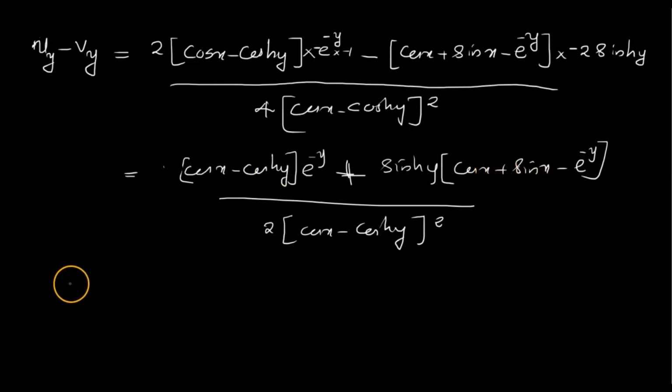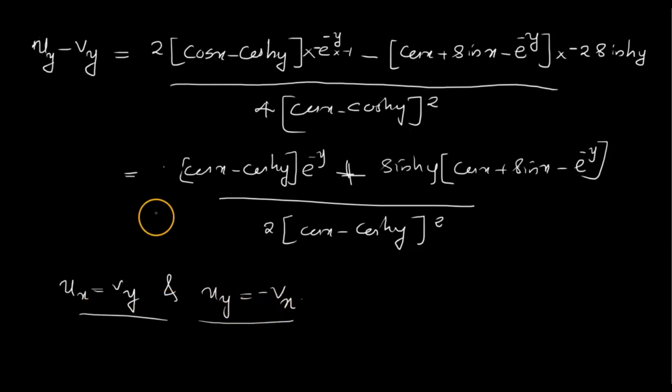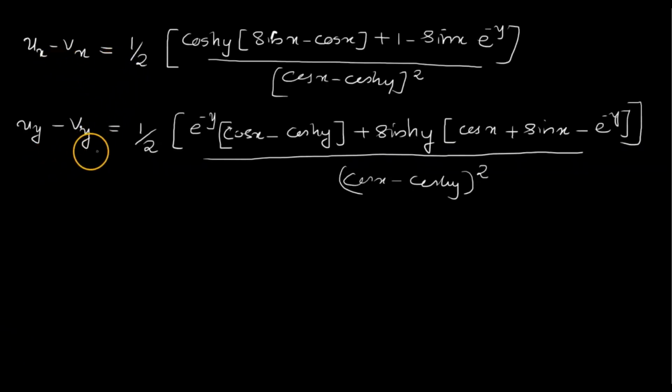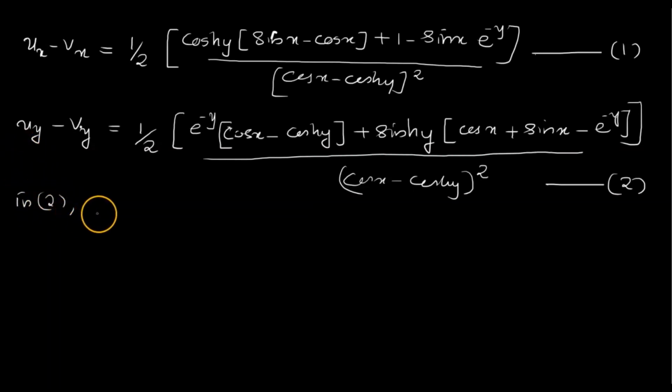Now we use CR equation. CR equation is ux is equal to vy and uy is equal to minus vx. So let's rewrite this ux minus vx and uy minus vy. So ux minus vx is this and uy minus vy is this. Let's call them equation 1 and equation 2. Now we can use CR equation in 2. First use CR equation in 2.